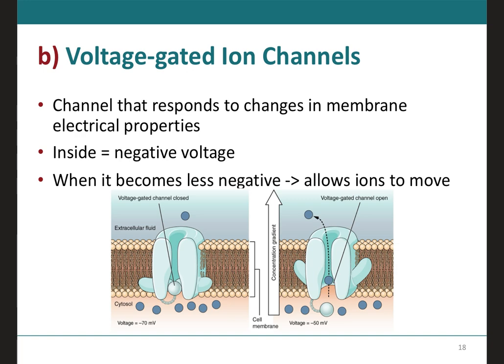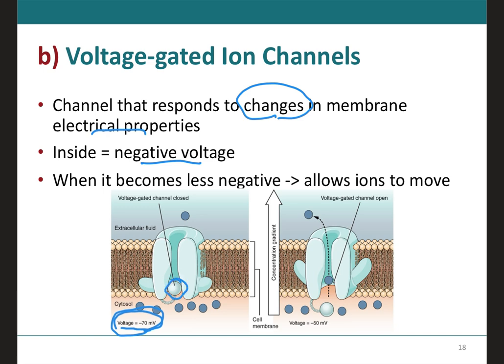Now we have the voltage-gated ion channels, and these channels, they're going to respond to the changes in the electrical properties of the membrane in which it is going to be present. So normally the inner portion of the membrane is at a negative voltage. Remember we said, for example, for neurons is at minus 70 millivolts. So when that voltage becomes less negative, then the channels will begin to allow ions to cross the membrane. So actually here we can see that this voltage is at minus 70 inside of the cell. Therefore, this channel is going to be closed right over here.